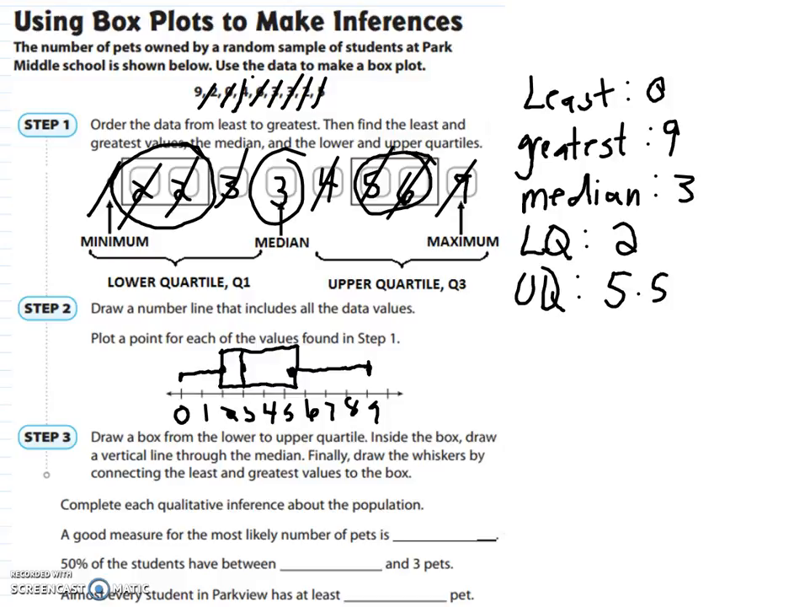All right. A good measure for the most likely number of pets is 3, because that's the median. 50% of the students have between blank and 3 pets. Well, that would be between 0 and 3 pets, because if you look here, remember this is 25% and this is 25%. So that would be 50% of the data. Okay, and the last one. Almost every student in Parkview has at least 1 pet.